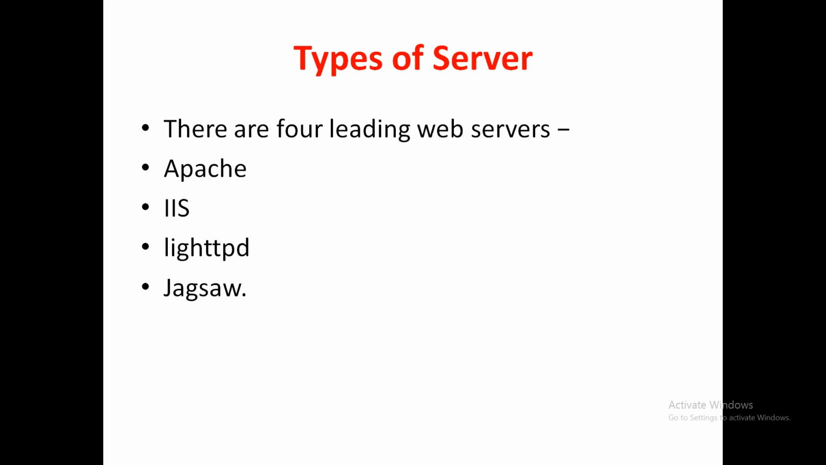Now we focus on the types of servers. Generally, there are four leading web servers. The first one is Apache, the second is IIS, the third is Lighttpd, and the fourth is Jigsaw. The first one is Apache.